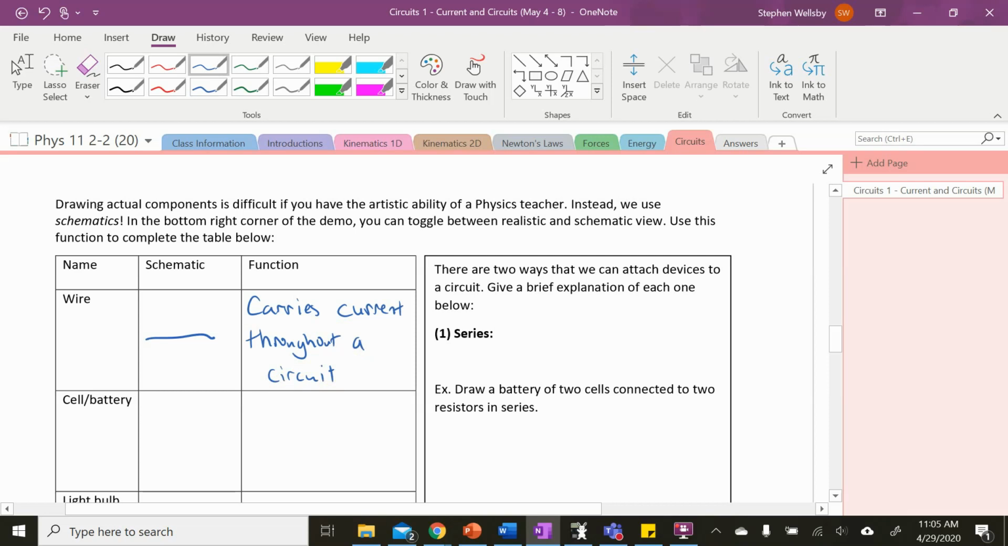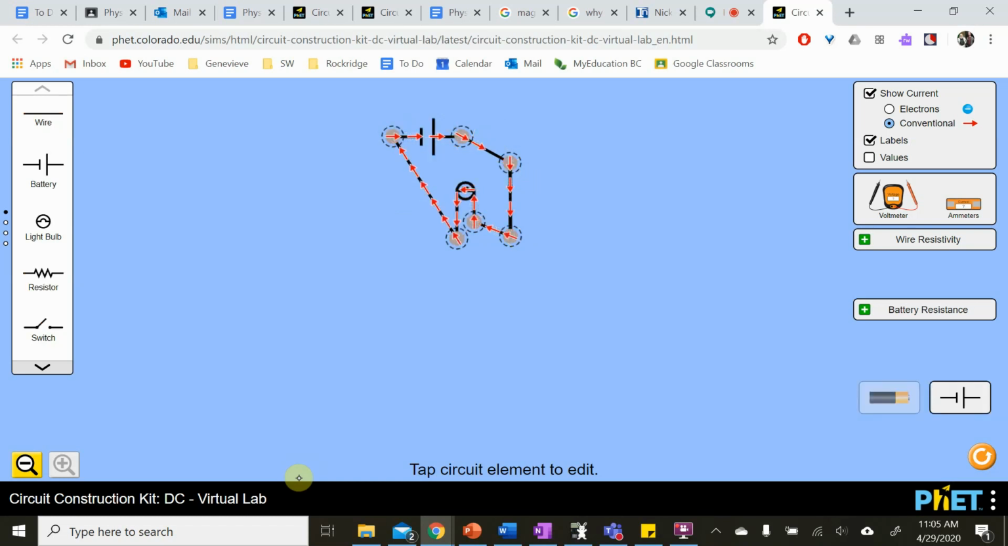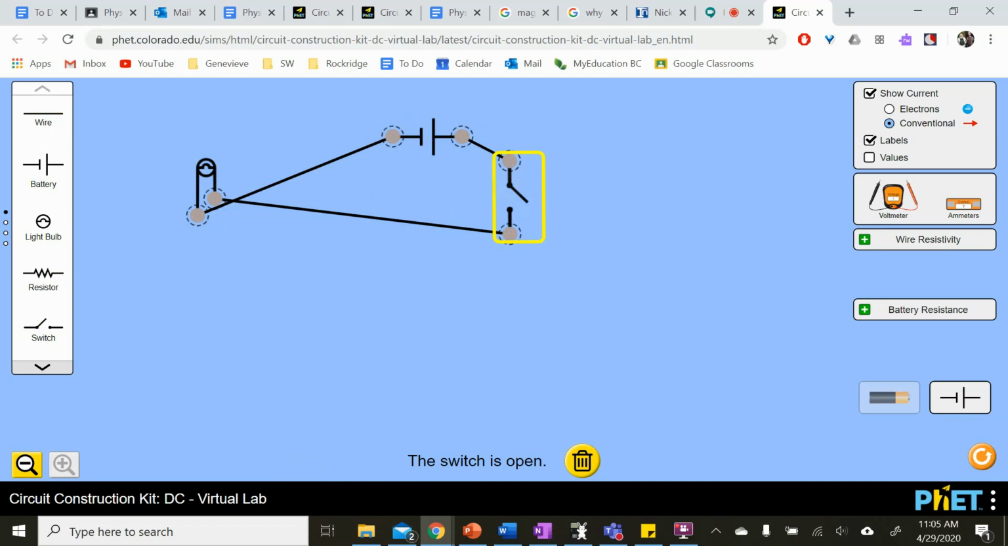So if we look at this demo over here, we can see that there's two buttons on the bottom right hand side. There's this one here that's currently toggled that shows the devices, and there's this one here which shows these as schematics. So this is the schematic for a light bulb, for example. Let me just open this switch here. There we go. We're opening the switch. Now we can see these symbols a bit better. This is the symbol here for a cell.